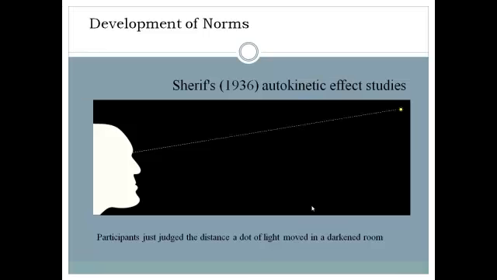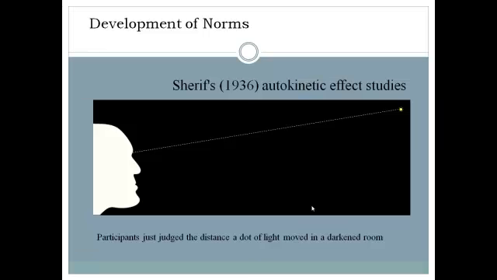Muzaffar Sherif did some classic research. He actually did a number of different studies, but one classic research was in terms of the emergence of norms. And what he did was he used the autokinetic effect to essentially establish this.